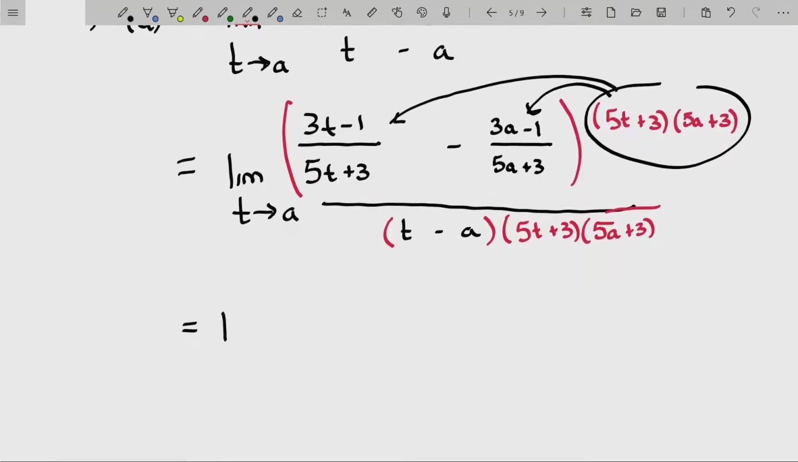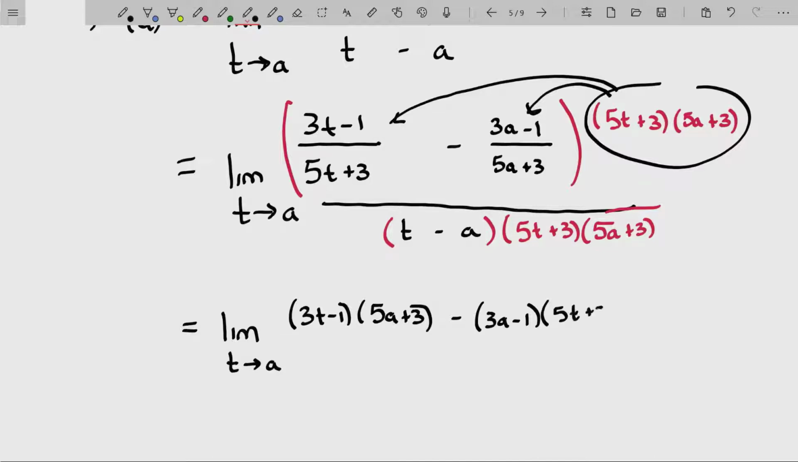So let's see, this will be the limit as t is approaching a. We have now a 3t minus 1 times the 5t plus 3's cancel, so you just have a 5a plus 3 minus quantity 3a minus 1 times the 5a plus 3's cancel, and I'm left with 5t plus 3. All right, and this is all over that t minus a. Again, do not distribute out that denominator. It's just a passenger in this process.